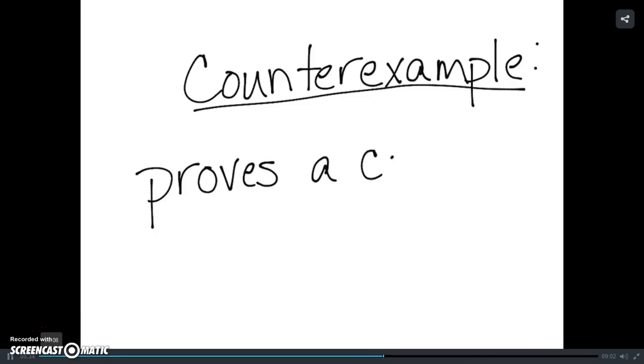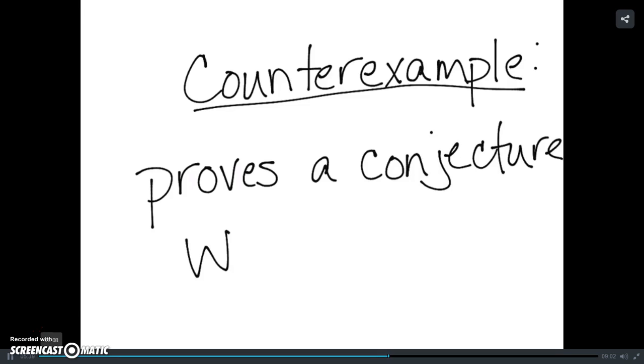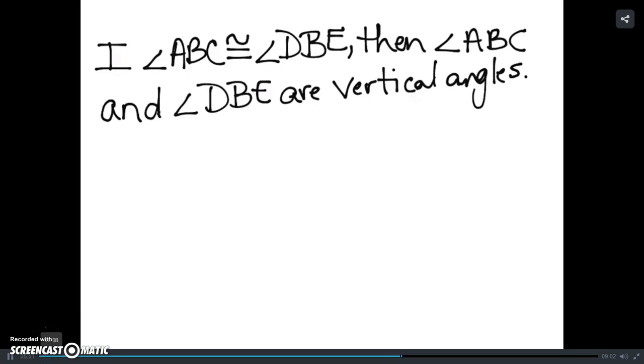Okay, so not every conjecture is going to be correct. For example, I might give you a conjecture and ask you to identify a counterexample. So let's look at one of those. Okay, so on this one, I am giving you the information. I'm giving you the conjecture. So it says if angle ABC is congruent to angle DBE, then angle ABC and DBE are vertical angles.